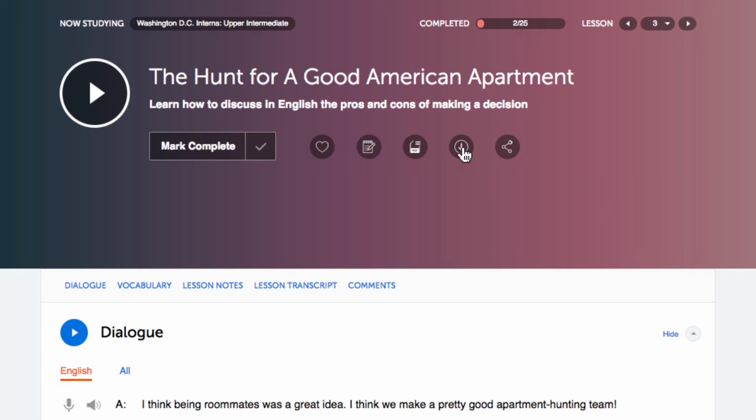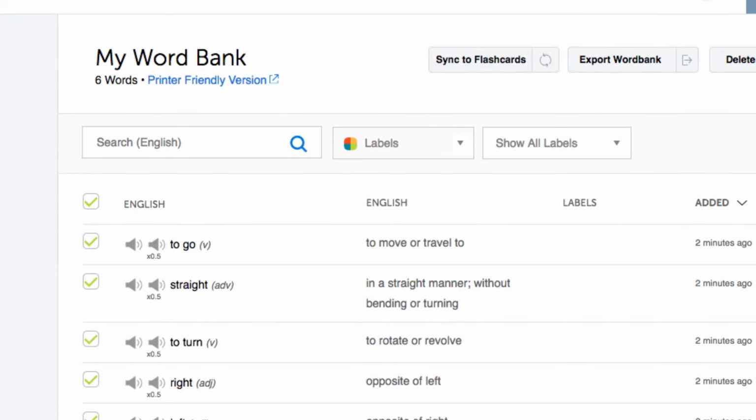Some things you can do right now are download the lesson and lesson notes, save the words to your word bank, or even write down the words or grammar rules. Then come back to review them later.